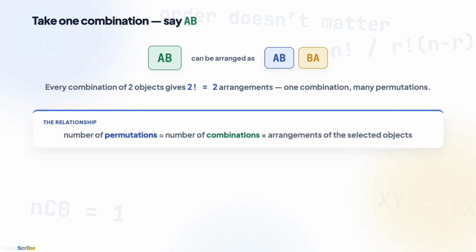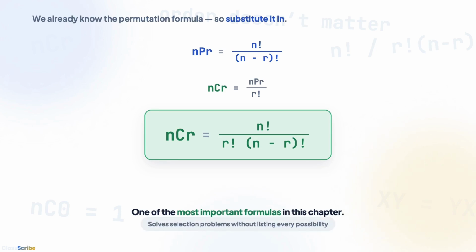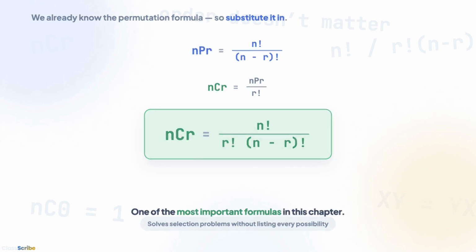This gives us an important relationship. The number of permutations is equal to the number of combinations multiplied by the number of arrangements of the selected objects. In mathematical form, nPr is equal to nCr multiplied by r factorial. Now we already know the formula for permutations. Substituting that formula, we get nCr equals n factorial divided by r factorial multiplied by (n minus r) factorial. This is the standard formula for combinations, and it is one of the most important formulas in this chapter. It helps us solve selection problems without listing every possibility.